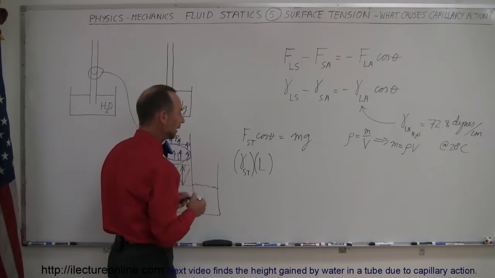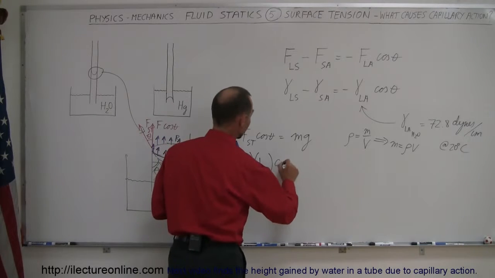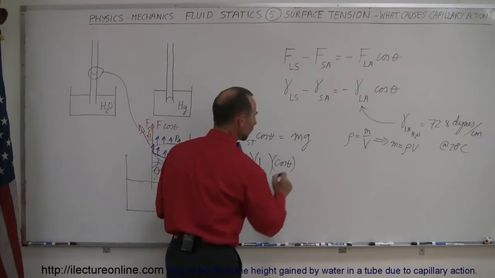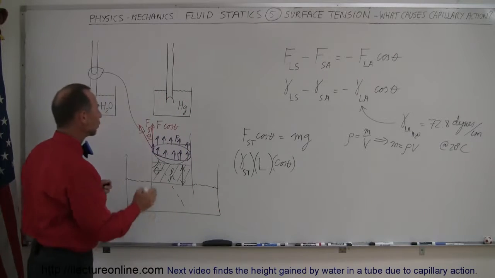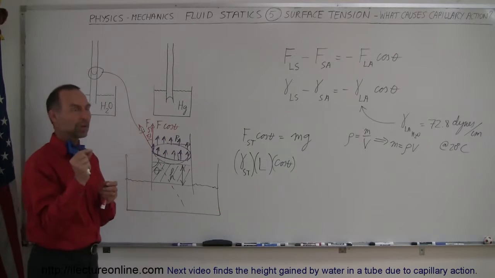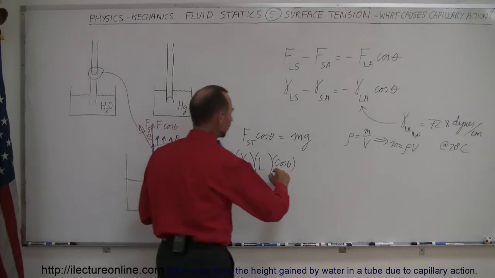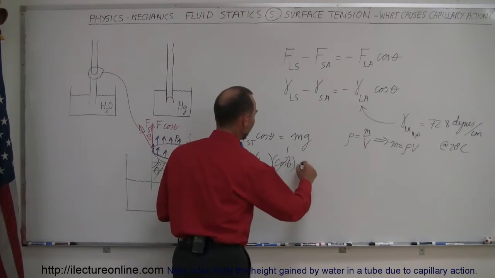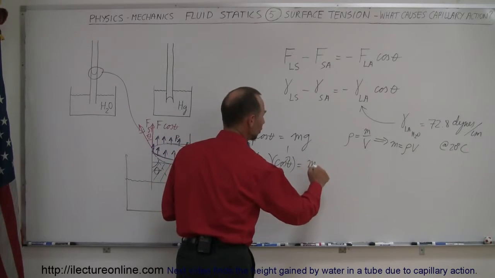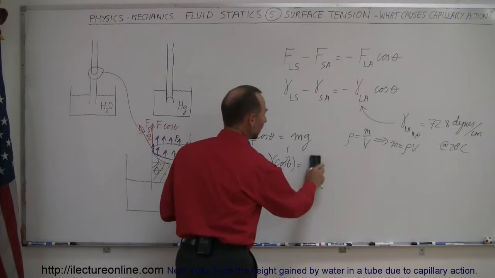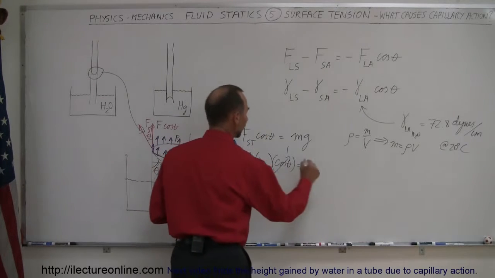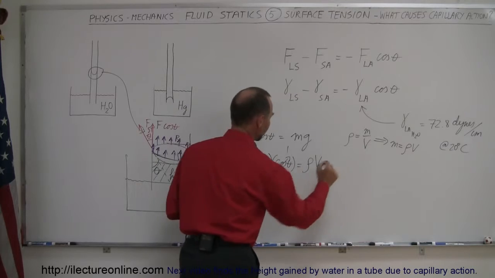That would be times the cosine of the angle theta. Now it turns out for the contact angle between water and glass, that angle is pretty well near 0, so we can call this equal to 1, and we can ignore that, and that would be equal to m times g. Now, of course, m, I'm going to replace by rho v, so we have rho v g.